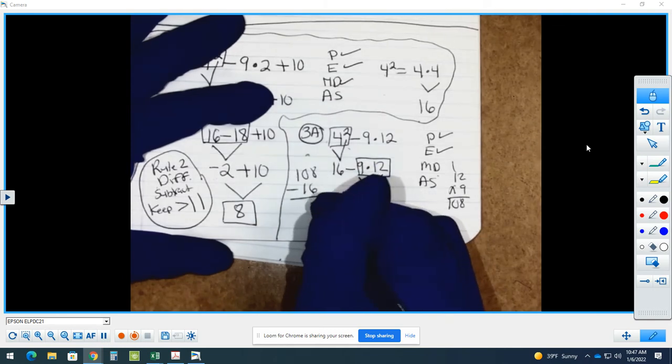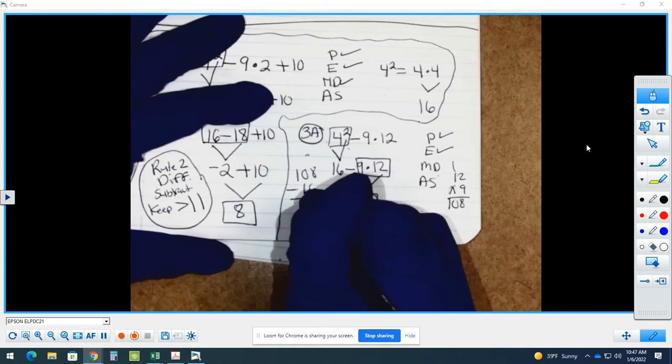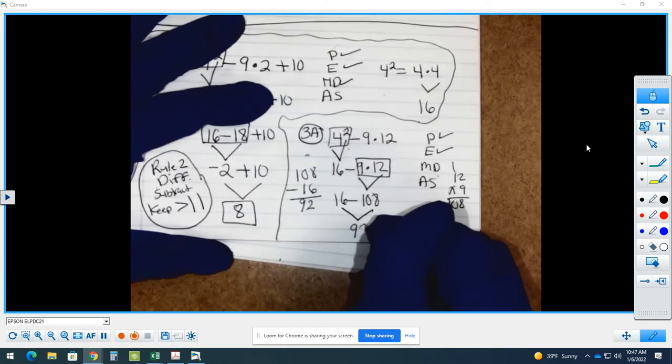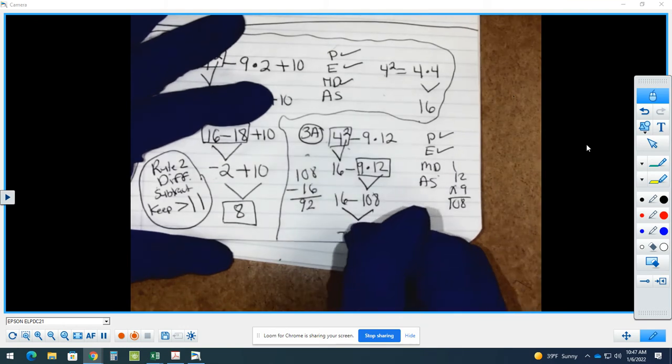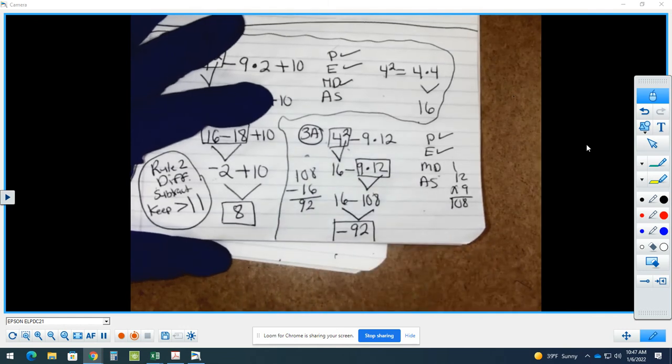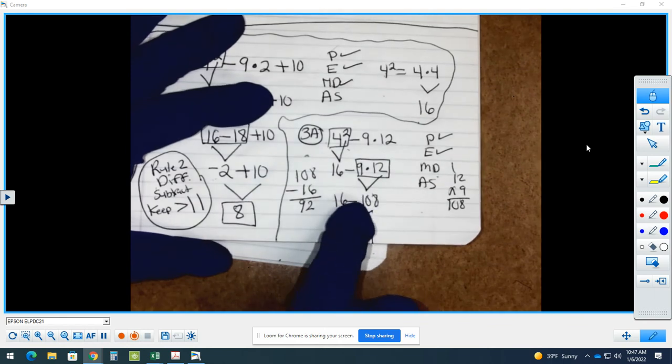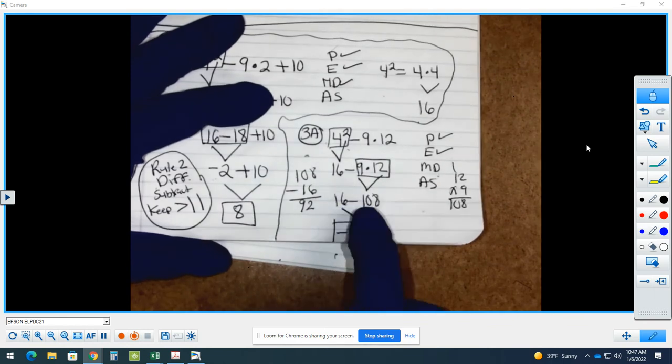8 minus 6? 2. 10 minus 1? 9. So this becomes 92. But positive or negative? Do you all know why negative or no? Because 108 has the highest absolute value and he has a minus in front. And when you have a minus in front, that means that you're really in a negative situation, right?